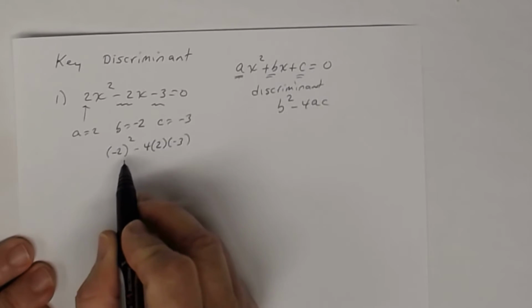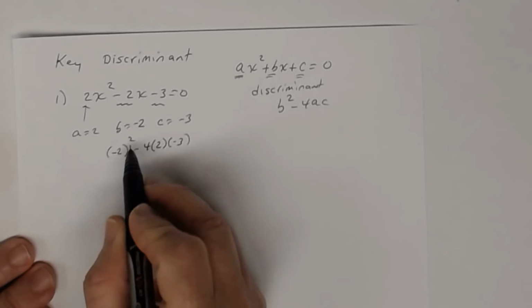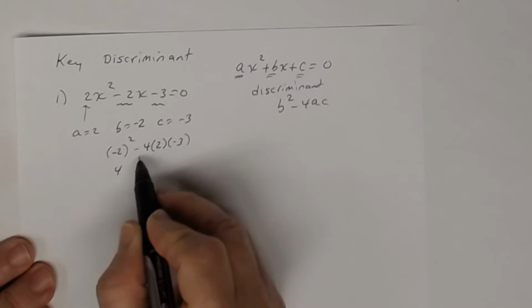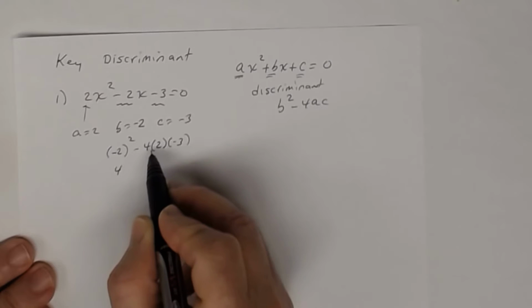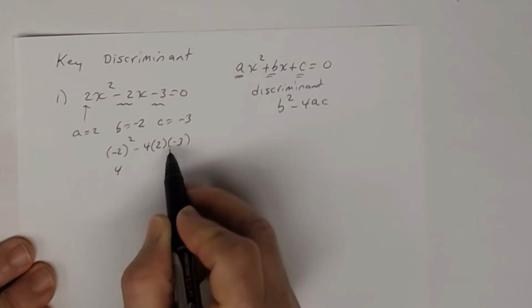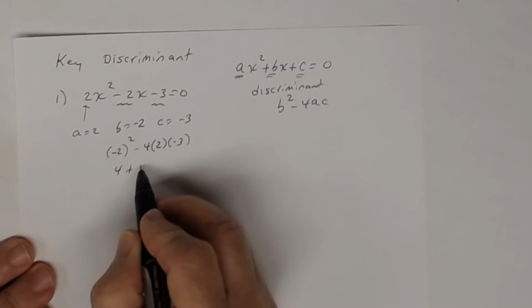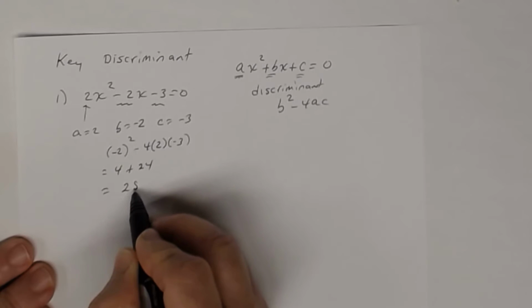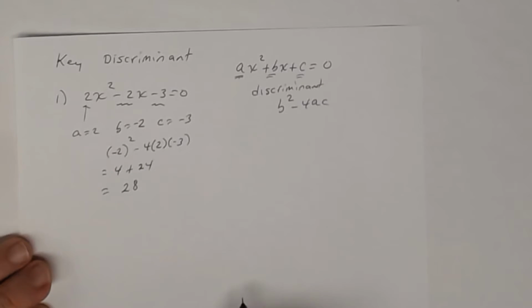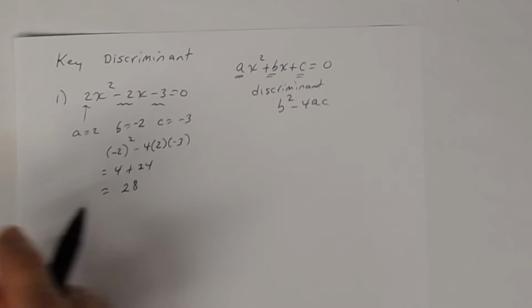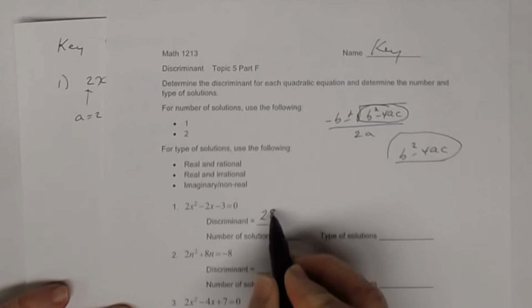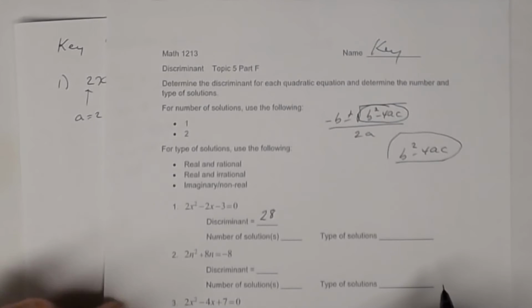Using the order of operations, we're going to do the exponent first. Negative 2 times negative 2 is 4. Let's go ahead and multiply this out. A negative 4 times 2 is a negative 8, and a negative 8 times a negative 3 is a positive 24. 4 plus 24 is 28. So the discriminant is 28.